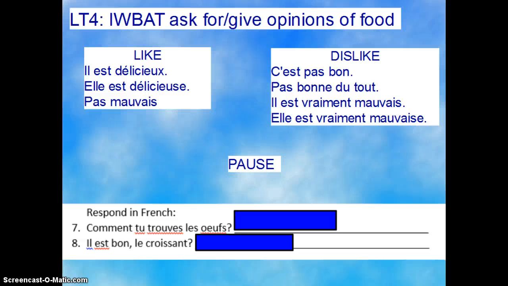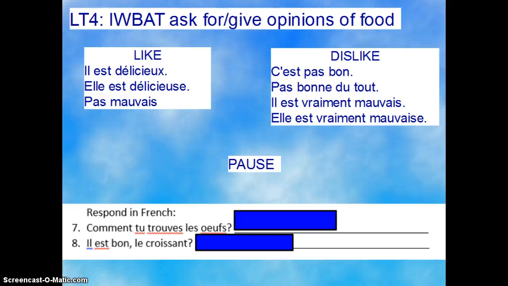Our fourth learning target is being able to ask for and give opinions of food. So you can see right there on the left, we've got some ways of saying that things are good and that you like them, like il est délicieux or elle est délicieuse. It's delicious, whether that's a masculine it that's delicious or a feminine it that's delicious. And then pas mauvais. Pas mauvais just means not bad. It's not that you're over enthusiastic about it, it's just pas mauvais, not bad. Remember, we also talked about the word excellent, so don't forget that that is an available option as well.